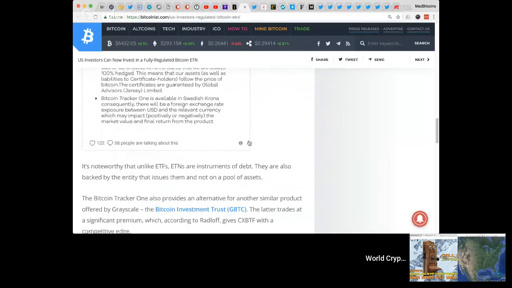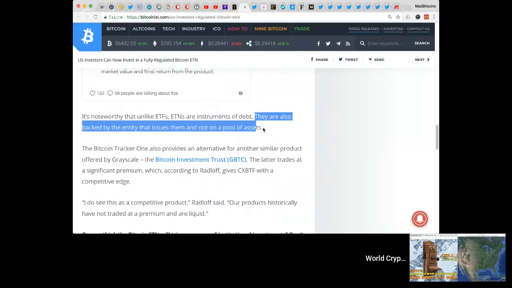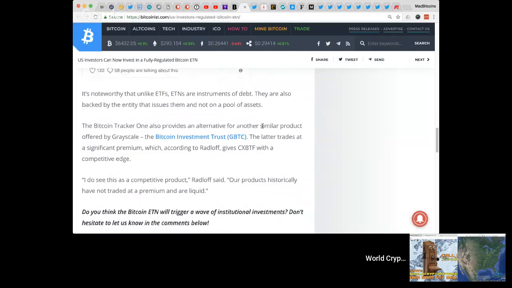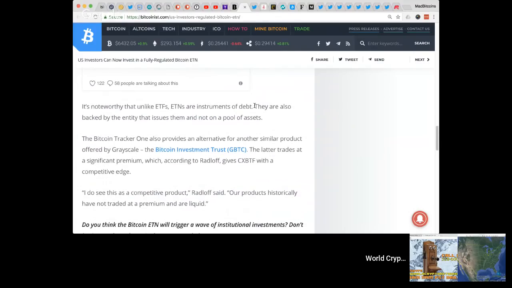So it sounds like ETNs are instruments of debt. They're also backed by the entity that issues them and not a pool of assets. That's pretty interesting. That doesn't sound as good as an ETF. I think with an ETF, they'd have to buy a large amount of Bitcoin and hold it.